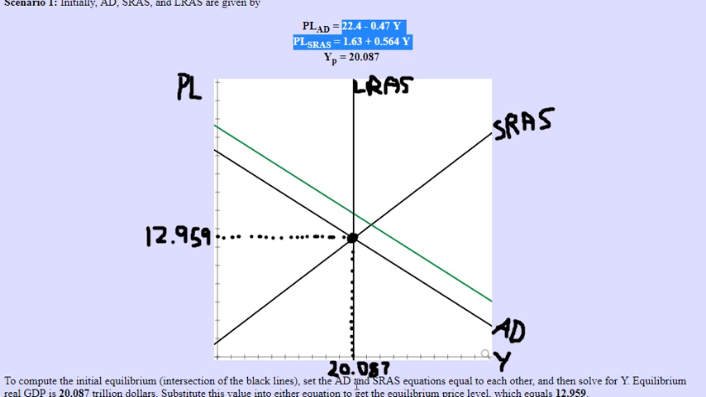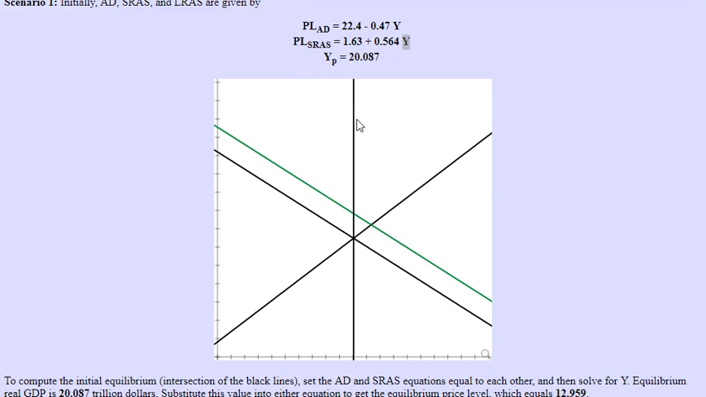When I plug this value of GDP into this equation, or I plug it into this equation, the result in either case is 12.959. So the equilibrium price level is 12.959. And then this is the graph of the initial condition, which you'll have to do on your homework memo.